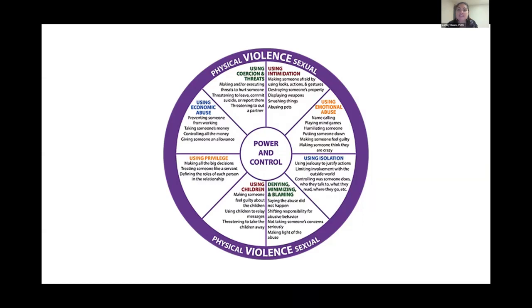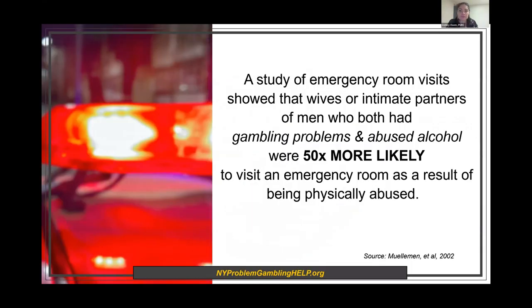The power and control wheel is very, very easy to find. If you want to find a copy for yourself, it's very easy to find online. I just wanted to share it real quick here and bring attention to it as we move forward, to keep in mind that all of these things are elements in an abusive relationship.